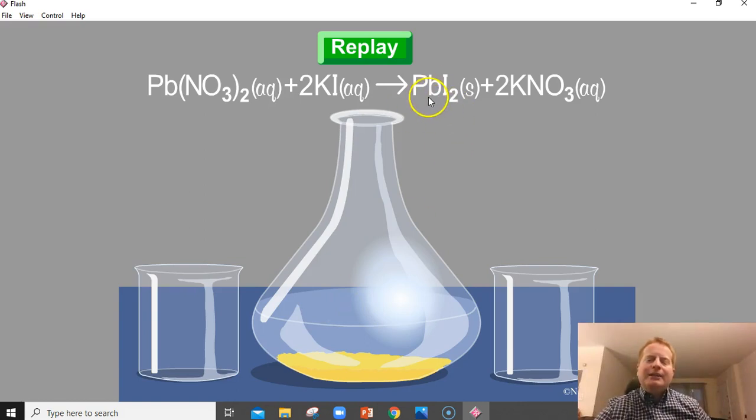Whereas lead 2 iodide is not soluble. It does not stay dissolved in water, and that's why it appears as a solid. Because we made a new substance that in itself no longer dissolves in water, it just comes out. It crashes out of the solution as a solid essentially.